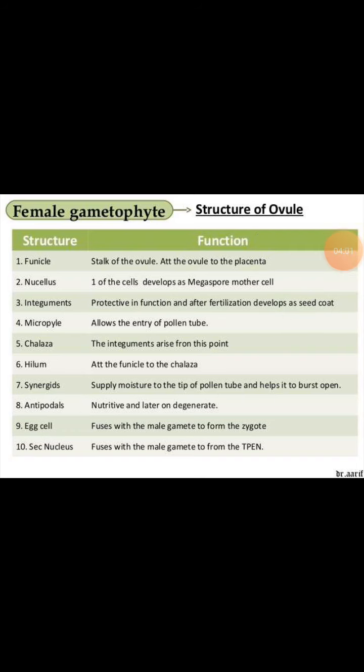Already I told you the structure of the ovule. The funicle is the stalk of the ovule, at the base of the ovule on the placenta. The nucellus is one cell developing into the megaspore mother cell. The integument is protective and after fertilization develops into the seed coat. The micropyle allows entry of the pollen tube, and the chalaza is the point where the integument arises. The hilum is at the base of the funicle and the chalaza.